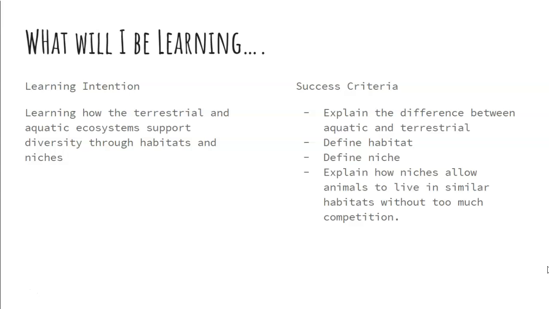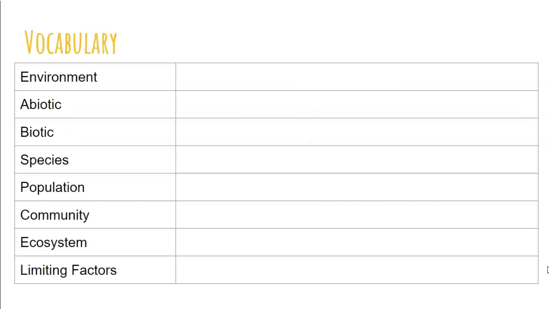Today you are going to learn how terrestrial and aquatic ecosystems support diversity through habitats and niches. How do we know we've learned this? By being able to explain the difference between an aquatic and a terrestrial habitat, defining habitat, defining niche, and explaining how niches allow animals to live in certain habitats without too much competition. So to start off today's lesson, we're going to have to go through some key vocabulary.